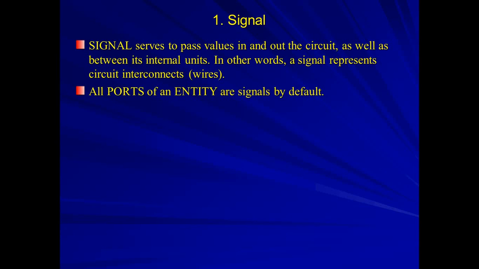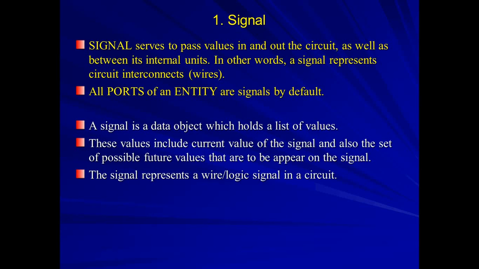All the ports of the entity are signals by default. Means all ports which are declared inside the entity are signals. A signal is a data object which holds a list of values, and these values include the current value of the signal and also the set of possible future values that are to appear on the signal. Means whatever value is stored in the signal represents either the current value or the possible future values. A signal represents a wire or logic in the circuit.